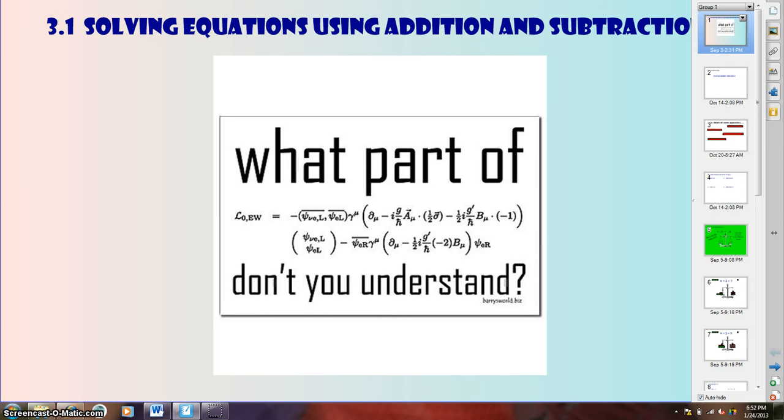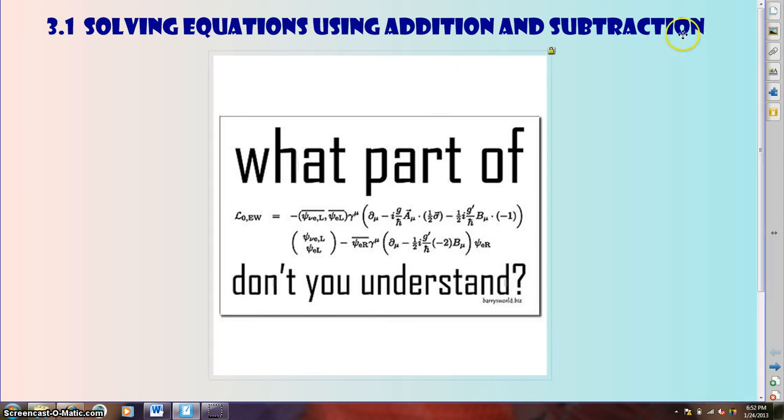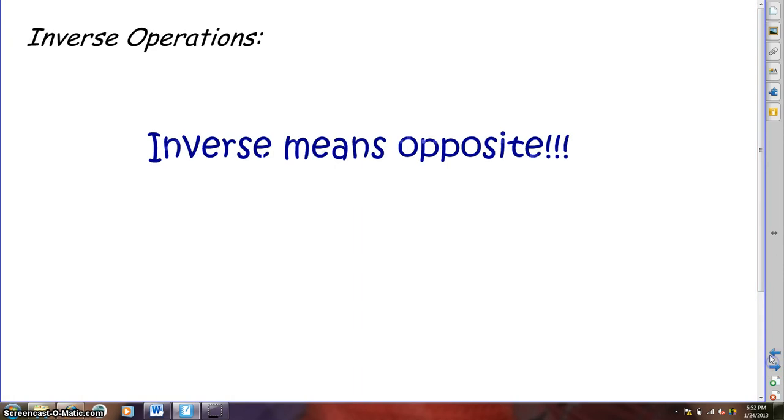Today we're going to learn to solve equations using addition and subtraction. In order to solve equations, we have to use inverse operations. The word inverse means opposite.